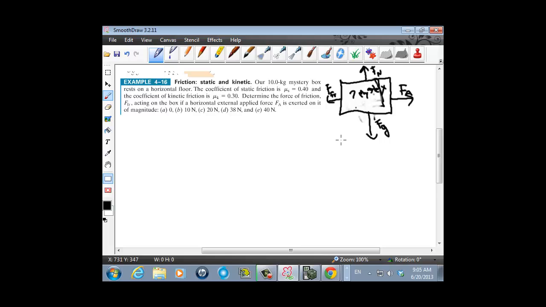Okay, so part A is easy. Part A says, what if we have a magnitude of 0 newtons? So if we have a magnitude of 0 newtons, first of all, is the friction static friction or kinetic friction? Static. And how much is it? 0, because if it were more than 0 and my applied force were 0 and my static friction were more than 0, then it would be pushing the box in this direction, which means you just set the box on the table and zoom, it goes off. Okay, so for A, we're just going to say the force of friction is 0 newtons.